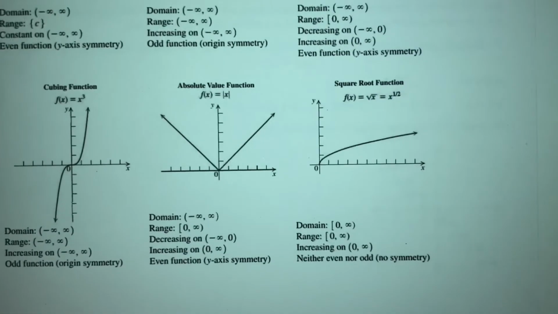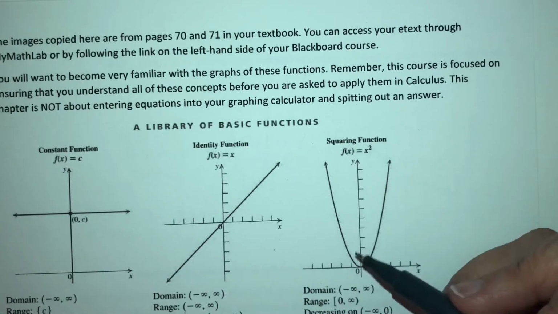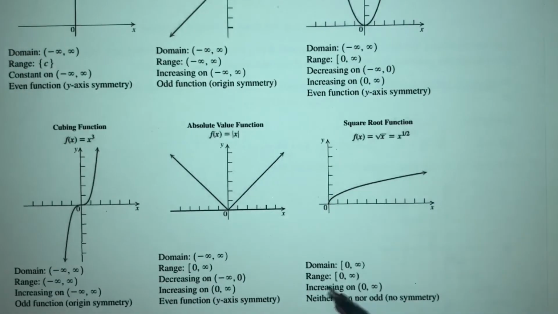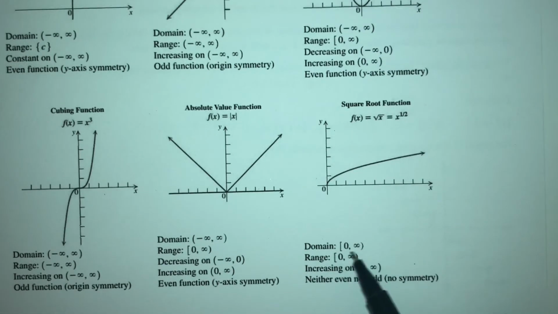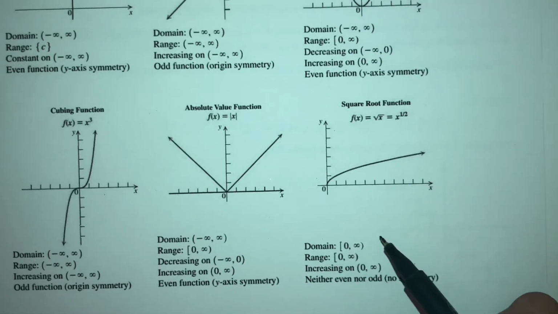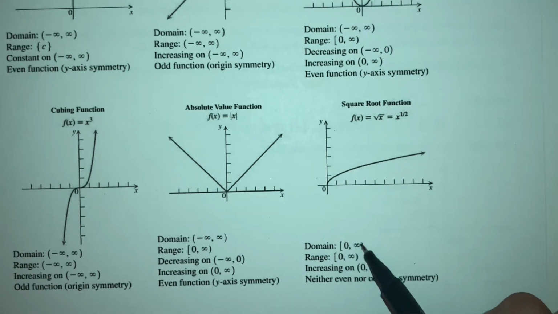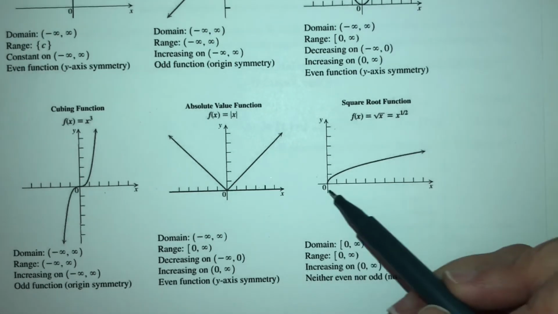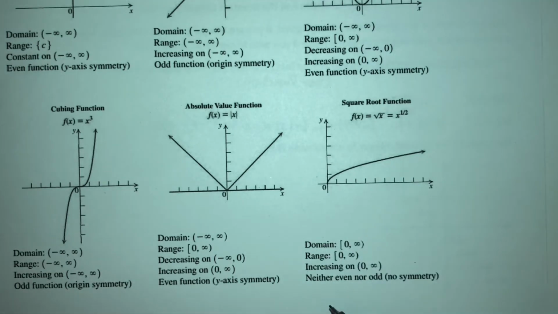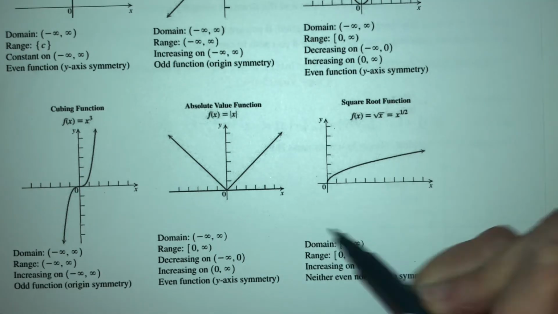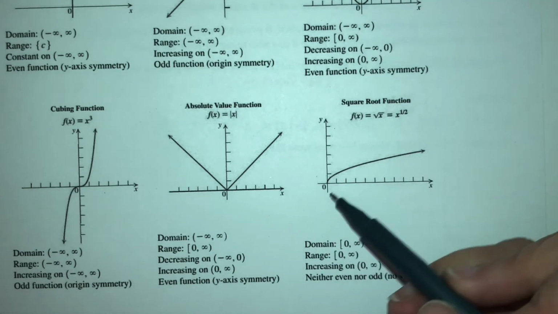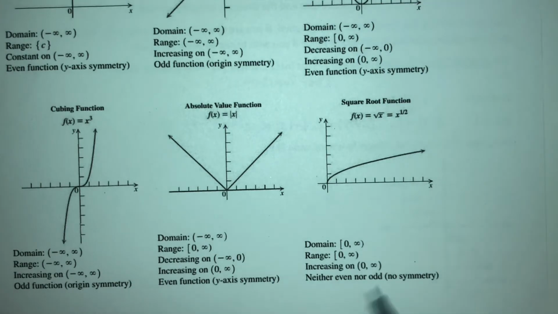Now, the square root function looks like this. It is essentially half of the square function. It's just turned on its side. And our domain is 0 to infinity because we can only take a square root of a positive number or 0. That's why it doesn't exist over here. When we take a square root, we only get positive numbers or 0, which is why my graph doesn't exist down here. It's increasing everywhere, and it has no symmetry.